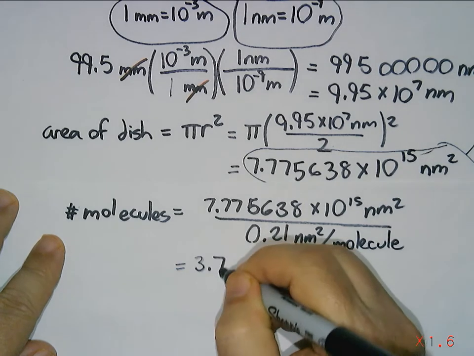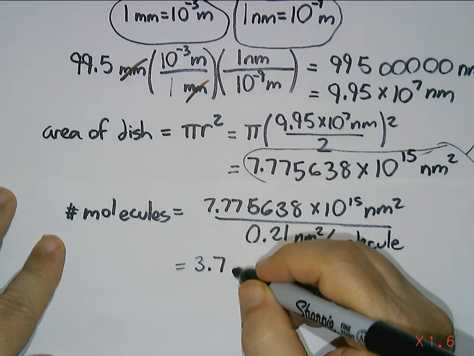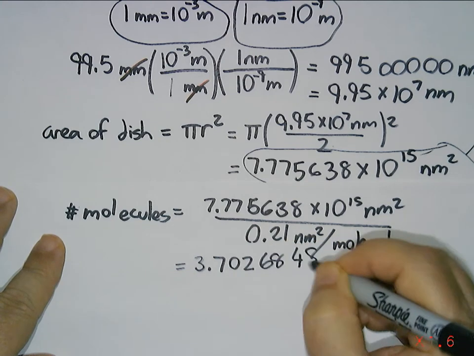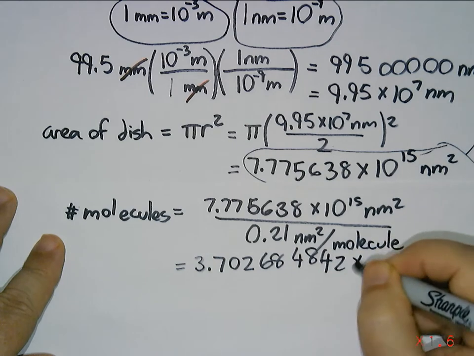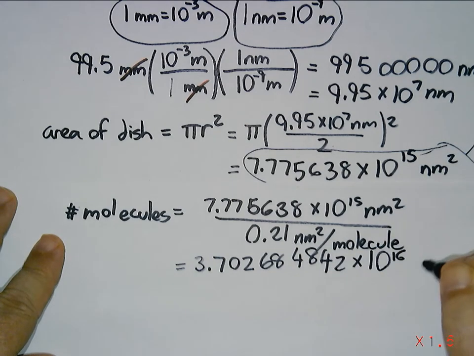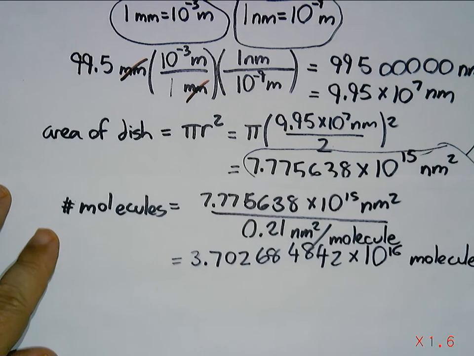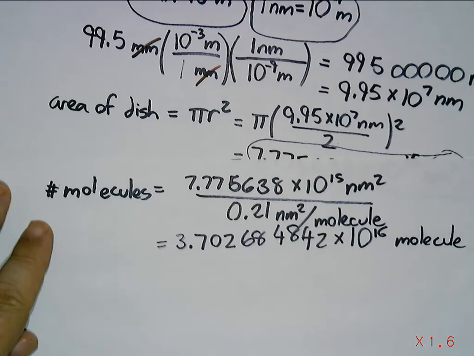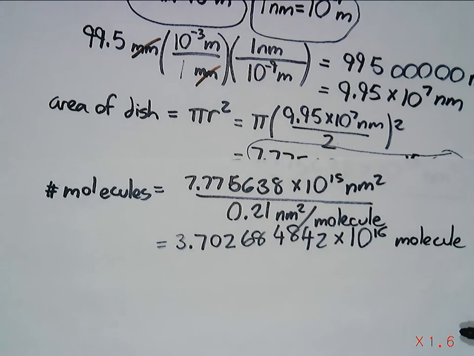Again, this is kind of an intermediate result. So I write out the whole thing and carry it through the rest of the calculations. In the problem below the video, though, they're asking you just to round it off to 2 figures, which is the right way to do it if that was your final result. So if this were the problem below this, I would say 3.7 times 10 to the 16 molecules.